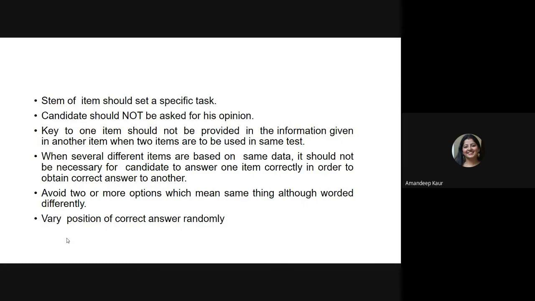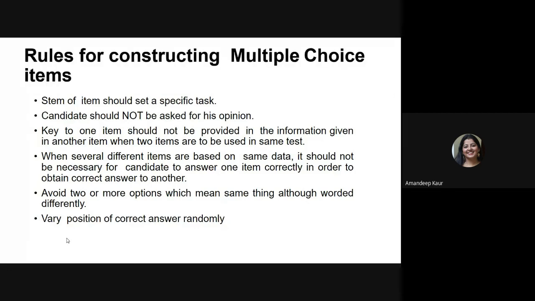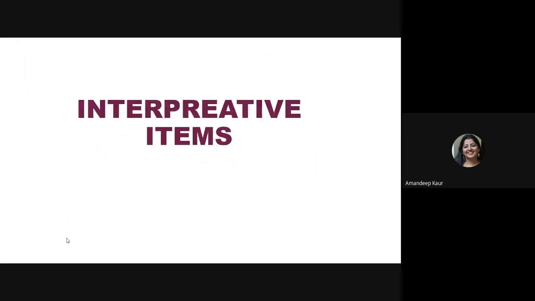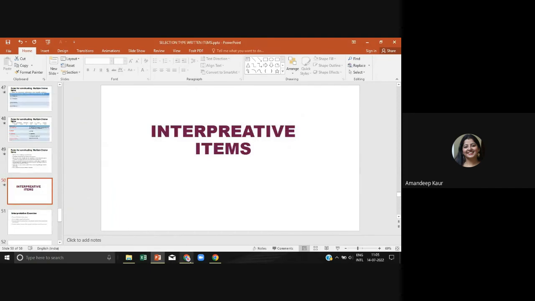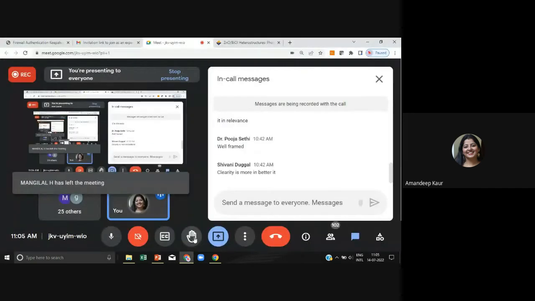Avoid two or more options which mean the same thing although worded differently. That also needs to be avoided by the faculty. And as in the case of the alternate choice test item, in multiple choice test items also, the correct answer must be given in a random fashion. I hope the rules for alternate choice test item and multiple choice test item are clear to all of you.